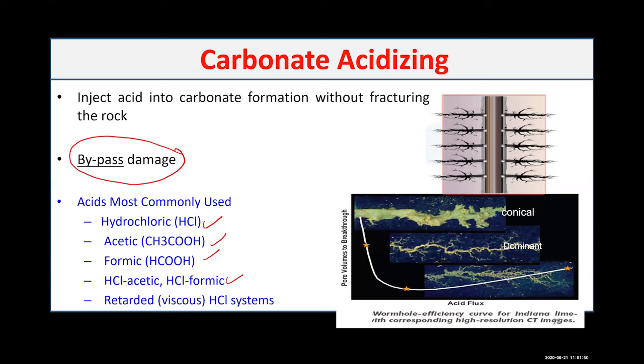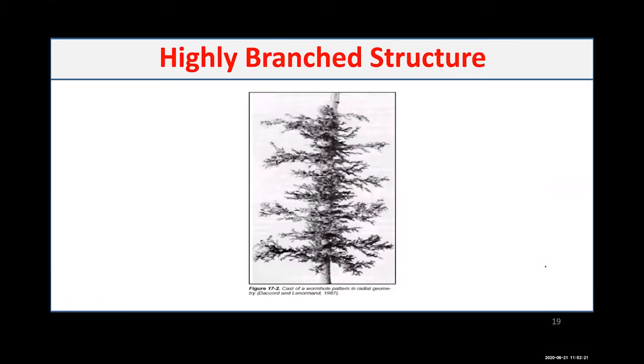And depending on the injection rate, the shape of the wormhole can vary. If you are injecting at a lower rate, usually we get what we call a conical wormhole, which is a pretty thick tube. Imagine you are having holes inside your formation. At what we call the optimum, we get what we call a dominant wormhole. And if the rate is really high, we get what we call a branched wormhole.